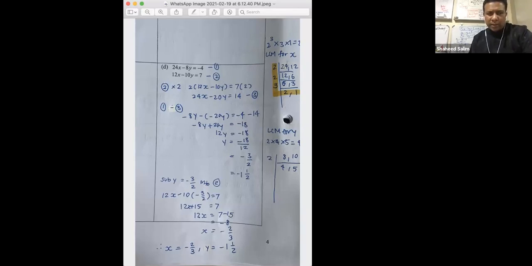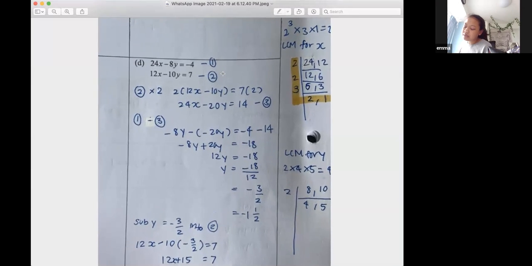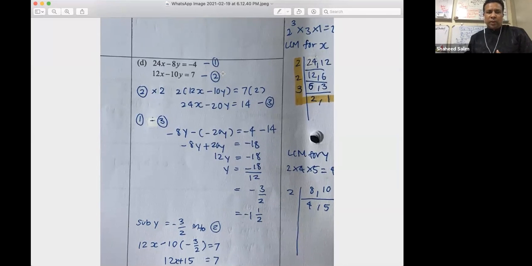Okay, this is what was done by your teacher. Yeah, but the first line, right? Why did he times 2? Okay, let me see. He gets 24. Then the second one he times by 2. Actually, why did he times 2 down here?